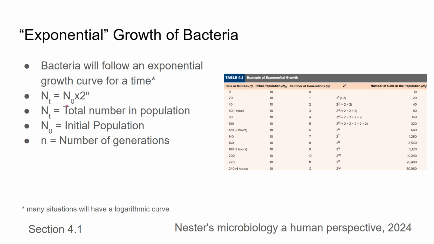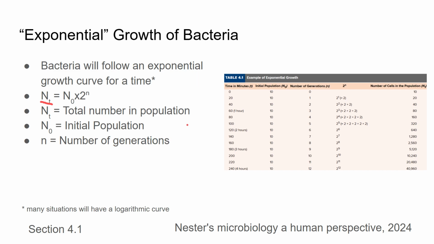Now, there's a whole lot of letters in here, and it can be a little scary, but let's break it down. So first we're going to have N sub T. Well, N sub T just tells us the total number in a population. So we're trying to solve for N sub T most of the time. N sub T is the population, and that's equal to N sub 0, or N naught, and this is the initial population. And then you multiply that by 2 to the nth power. n is just the number of generations that have passed.